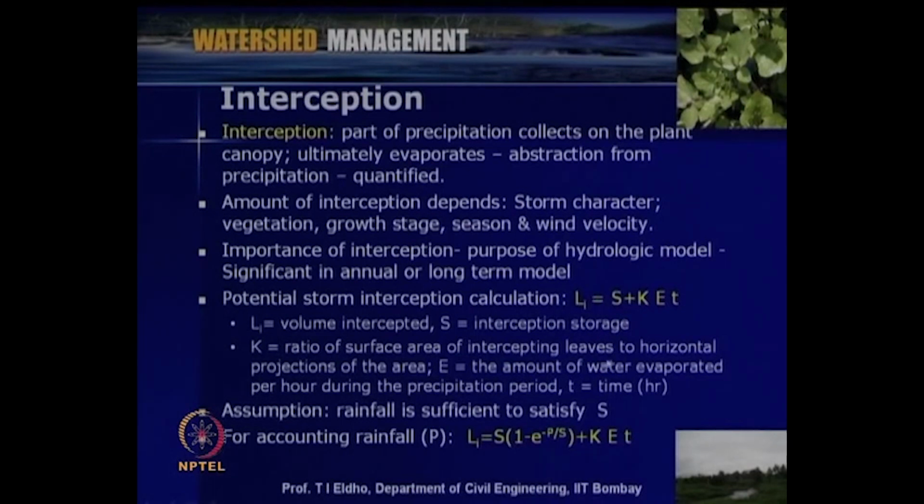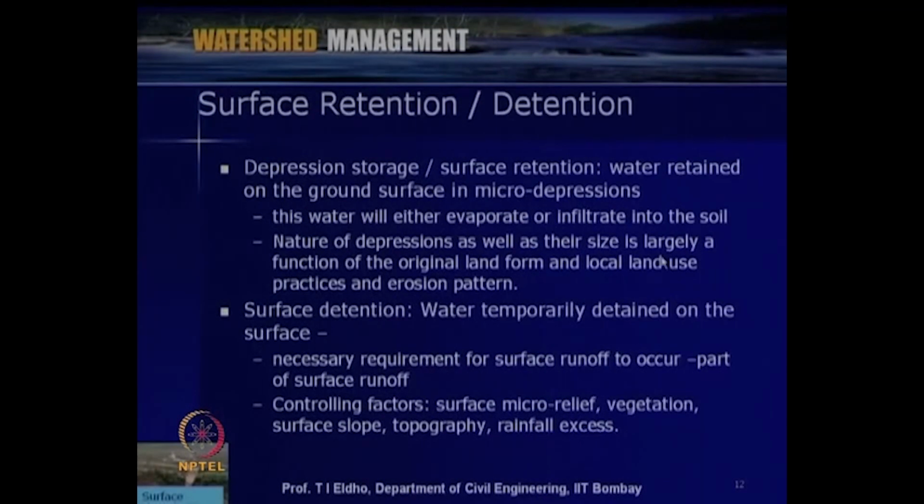And now, if you want to account for the rainfall also, then this equation can be modified: Li is equal to S into (1 minus e to the power minus P by S) plus K into E into T. This is one sample equation, and a number of other types of equations are available in the literature to quantify the interception. Interception is significant when we consider long-term hydrologic modeling, at least when we talk in terms of annual losses. So, interception we have to consider.